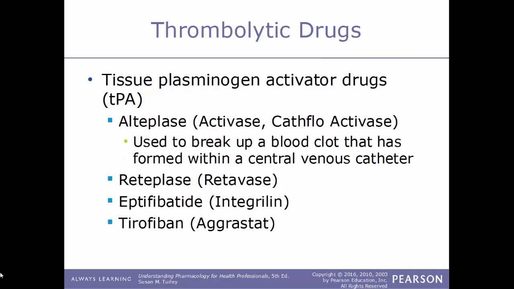Some examples of TPAs: alteplase, also known as Activase or Cathflo Activase. These are used to break up a blood clot that has formed within a central venous catheter. Reteplase, also known as Retavase, eptifibatide, also known as Integrilin, and tirofiban, which is also known as Aggrastat.